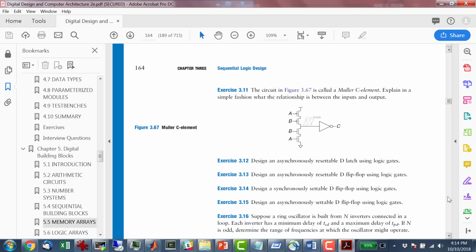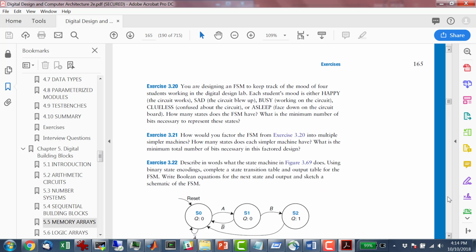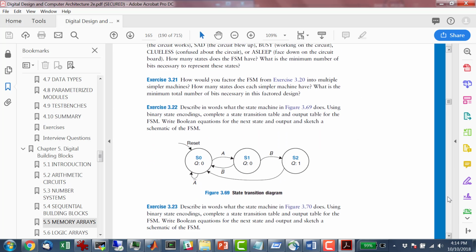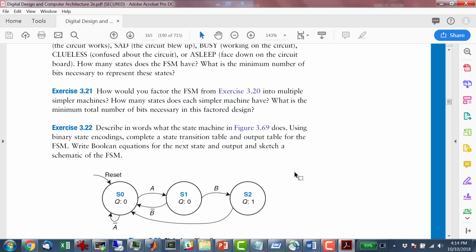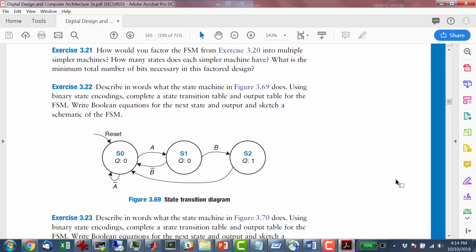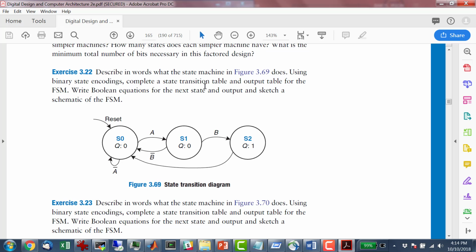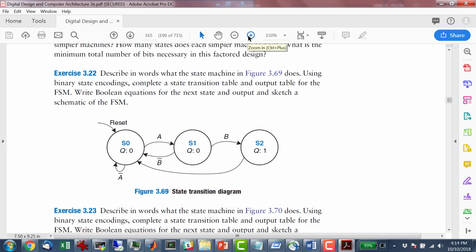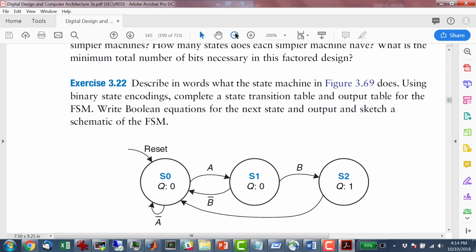Bring up, I thought I had it. Oh, here it is. All right, so exercise 3.22. This one says, describe in words what the state machine in figure 3.69 does. Using binary state encodings, complete a state transition table and output table for an FSM, write Boolean equations for the next state and output, and sketch a schematic.